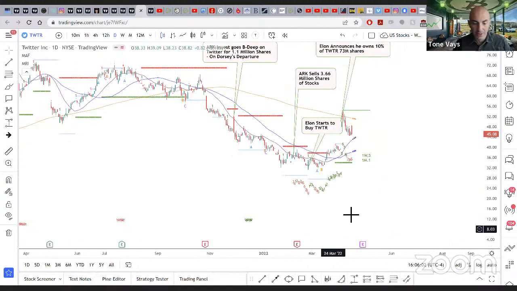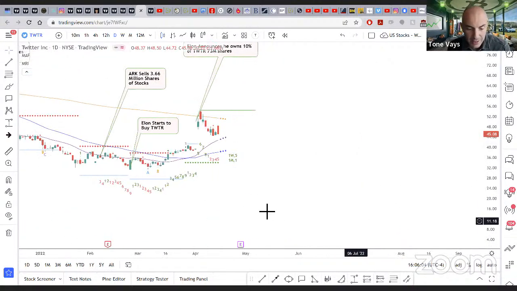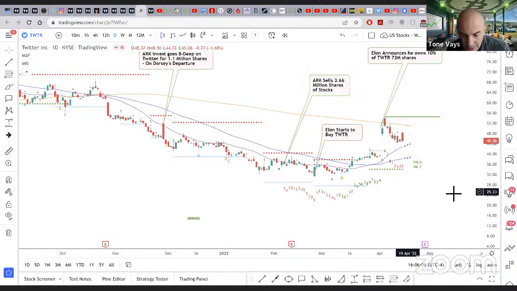Goldman Sachs is the funniest one. They have a sell recommendation with a $30 target, and yet they're saying Elon's offer was too low for a company that doesn't make money, which is hilarious.